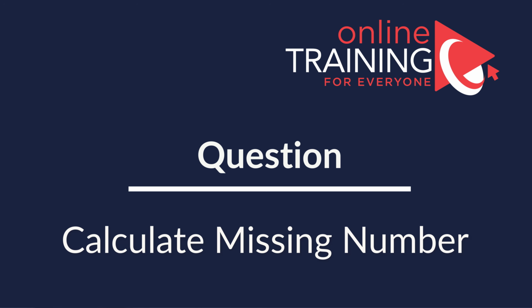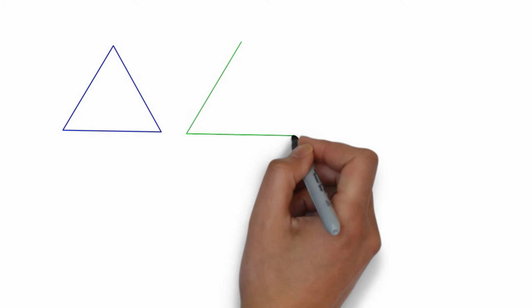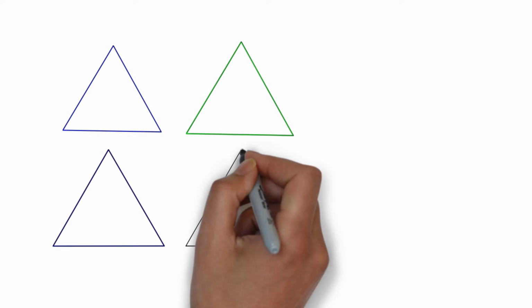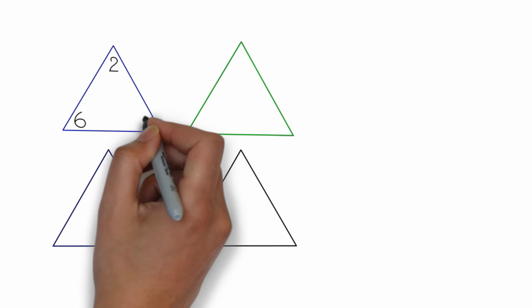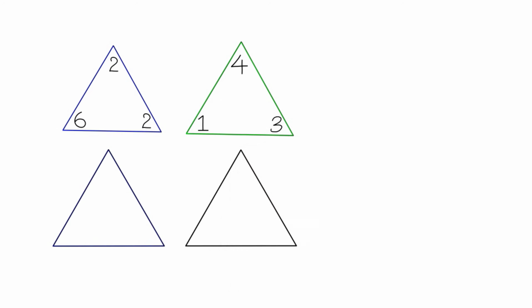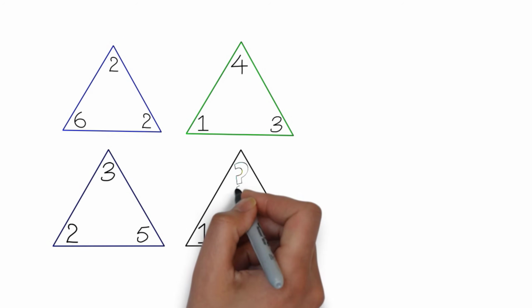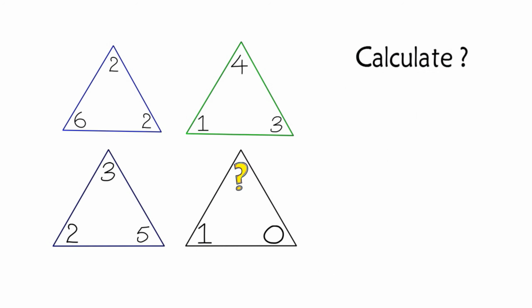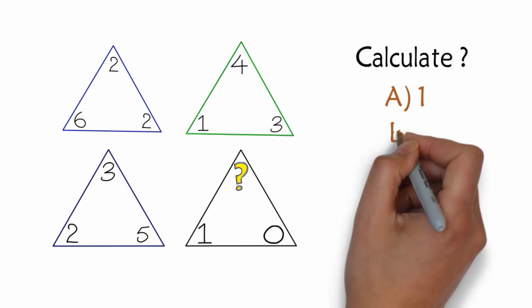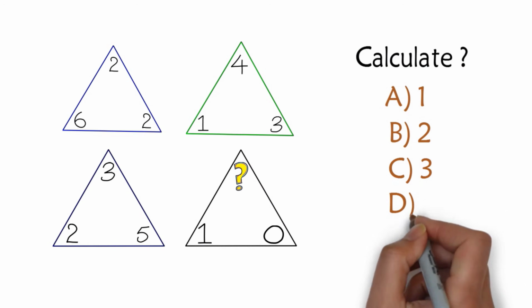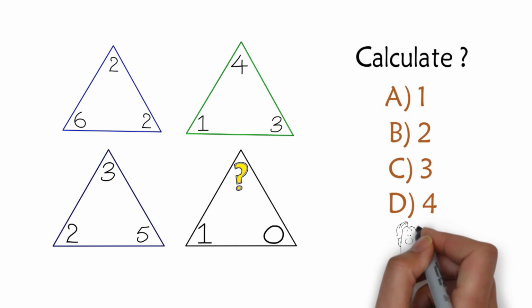Here's another puzzling question you might find difficult to solve. You're presented with 4 triangles. Each triangle has a number in the corner, and you need to calculate one of the missing numbers in the upper corner of the black triangle. You have 4 different choices. You have choice A, 1, you have choice B, 2, you have choice C, 3, and you have choice D, 4. Can you determine the answer?